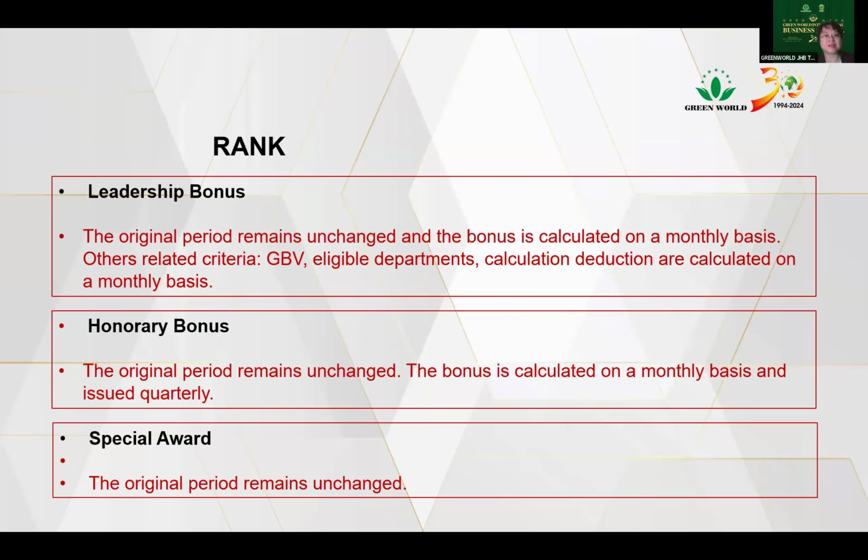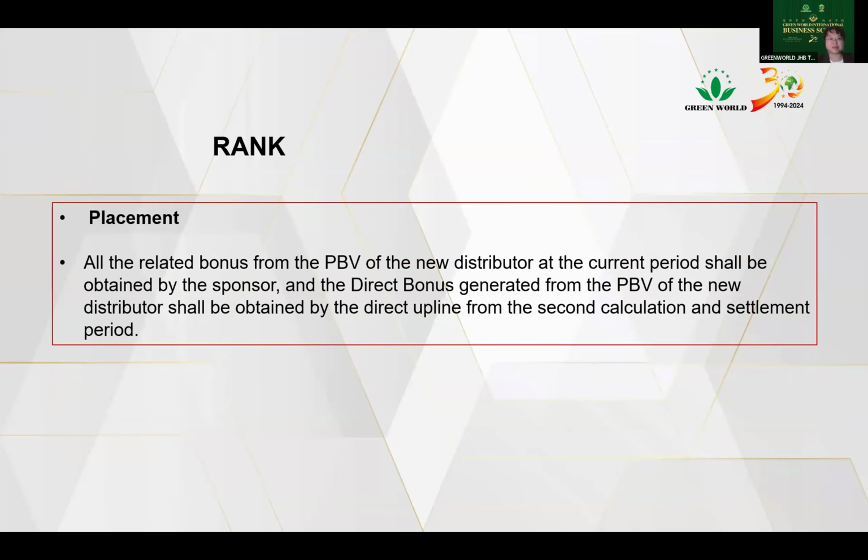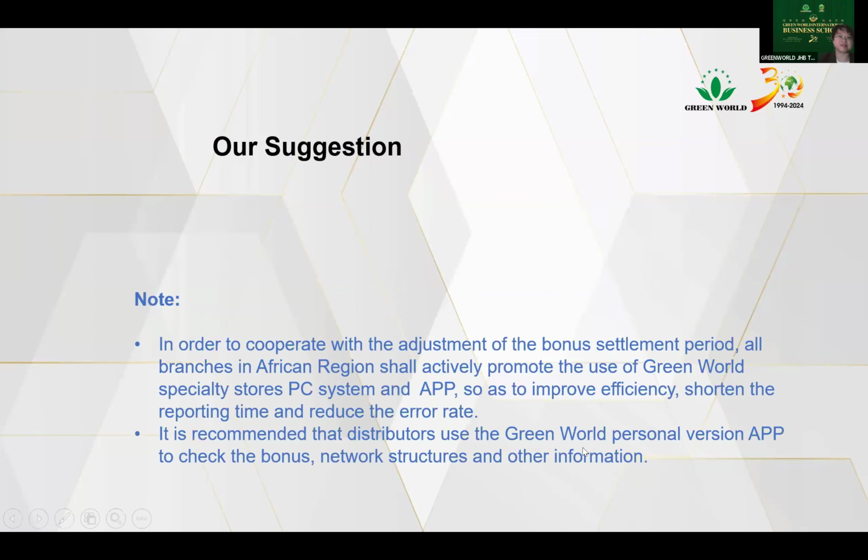Now, as for your rank, if there's placement, all the related bonus from the personal BV of the new distributor at the current period shall be obtained by the sponsor, and the direct bonus generated from the personal BV of the new distributor shall be obtained by the direct upline from the second calculation and the settlement period. Of suggestion.